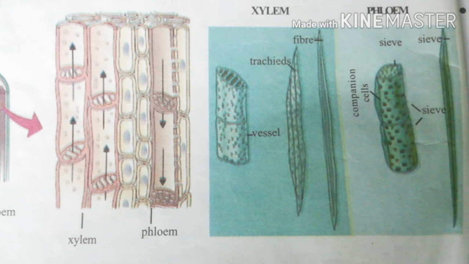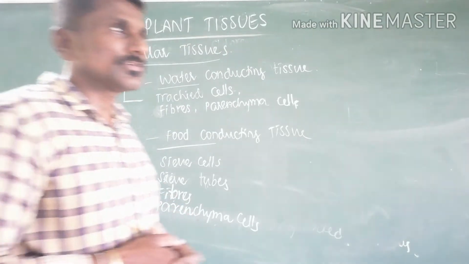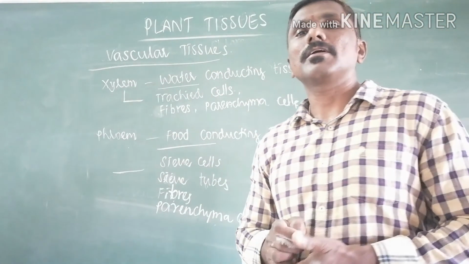In xylem we will observe the tracheids, xylem tracheids and fibers, parenchyma cells, whereas in case of phloem we will observe the sieve cells, sieve tubes and fibers, phloem fibers and parenchyma cells. So these are the vascular tissues which conduct the food and water from one part of the body to the other part of the body.